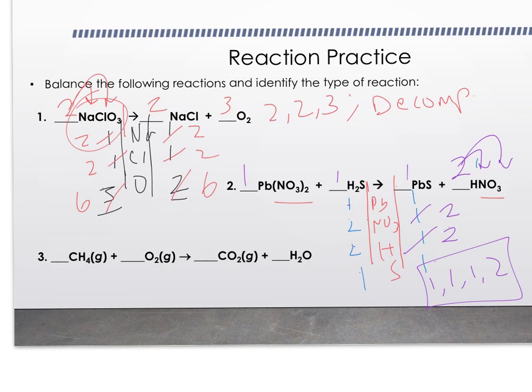And I have a compound plus a compound where the Pb and the hydrogen switch places. So this is going to be a double replacement reaction.